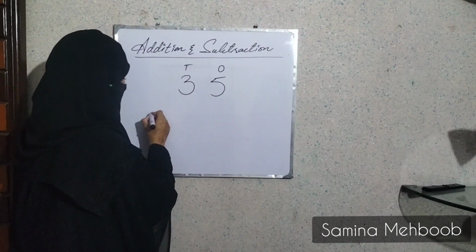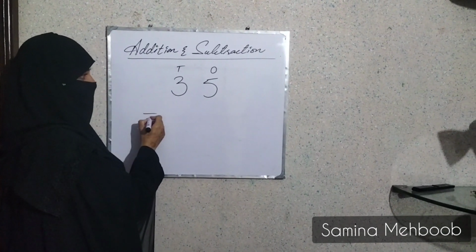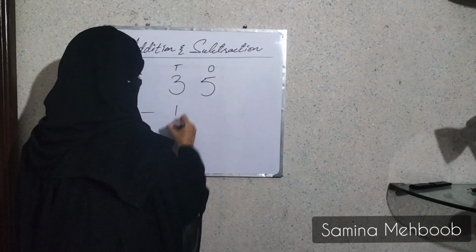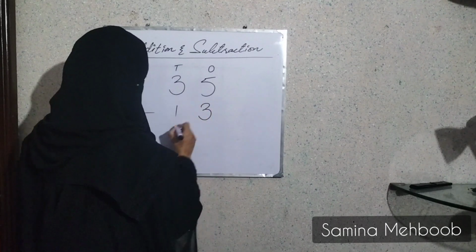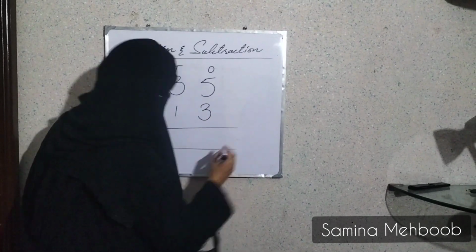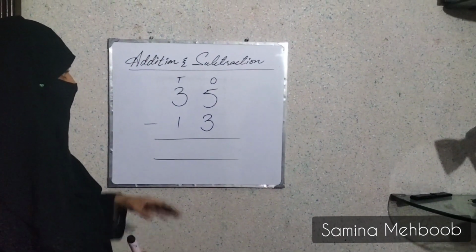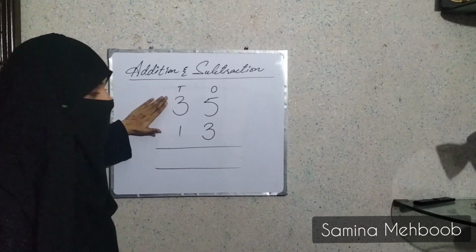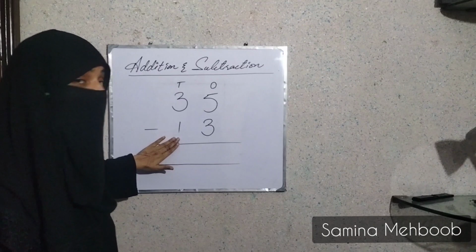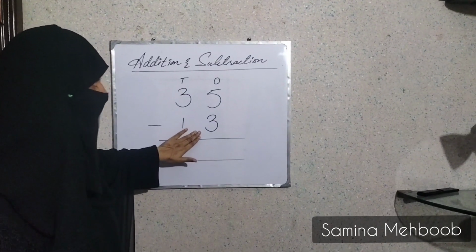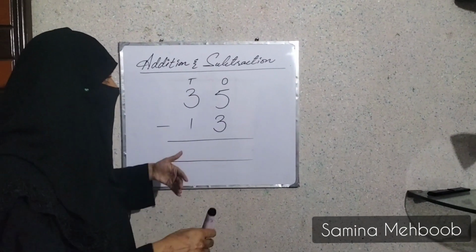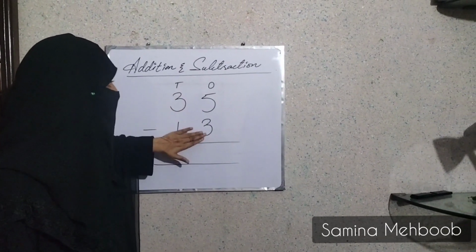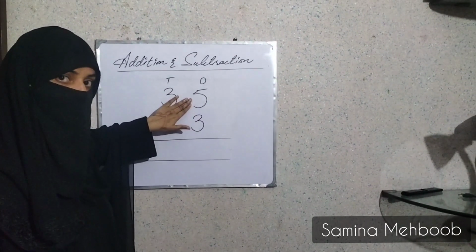What is the symbol? This is the symbol of subtraction. I'm going to write here another number and that is 13. Okay. Look at the board once. The upper number is greater, 35, and the lower number is smaller, 13. Now, it's possible in subtraction. Now, we can subtract the smaller number from the greater number.